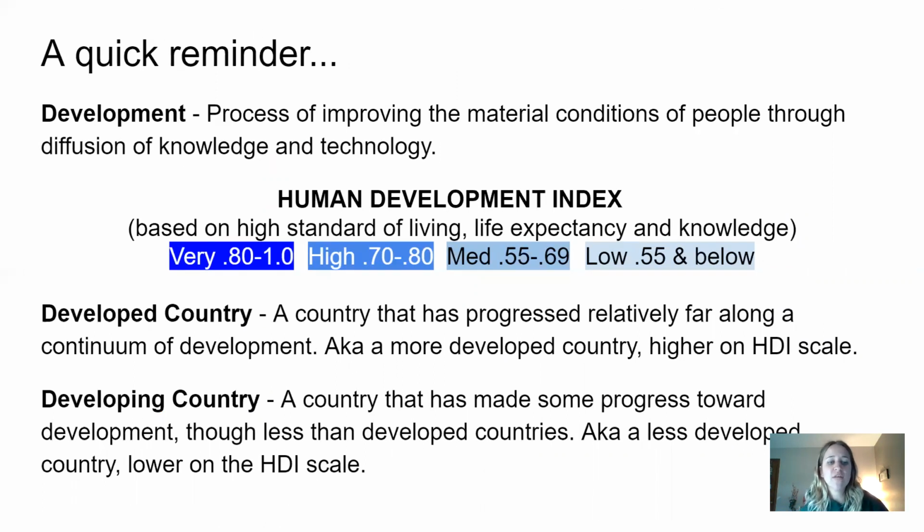So you have developed and developing countries. Developed countries are countries that have progressed relatively far along the continuum of development. More developed countries have a higher HDI scale, okay? So once again, HDI: standard of living, how much they know, how much they can do, how long they'll live. Whereas developing countries are countries that may have made some progress towards development, but are still not developed. So the less developed you are, the lower you are on the HDI scale. Okay, that's talking about your labor, your workers.